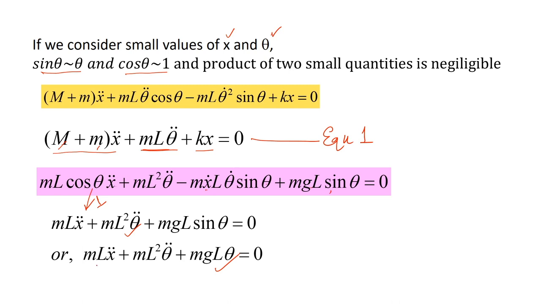So, therefore, the equation of motion can be simplified as m l x double dot plus m l square theta double dot plus m g l theta equal to 0. So, this is equation 2.